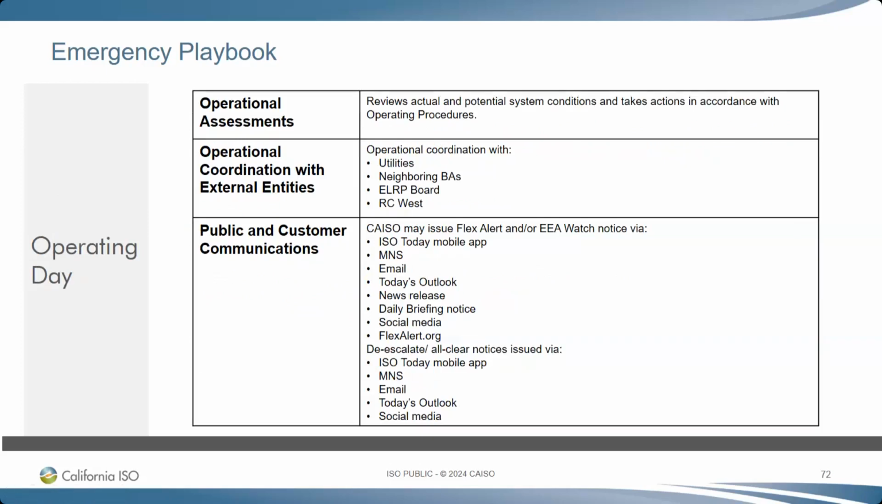On the day of the operation, we're reviewing actual and potential system conditions, taking actions in accordance with operating procedures. Again, continuing to coordinate with utilities, neighboring BAAs, ELRP board, RC West, and then issuing flex alerts, EEA watches as necessary. And that might be to either ramp up or it could be to de-escalate and provide all clear notices. So, keeping everyone informed.